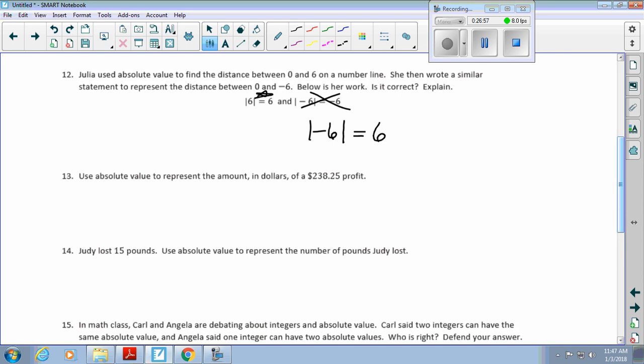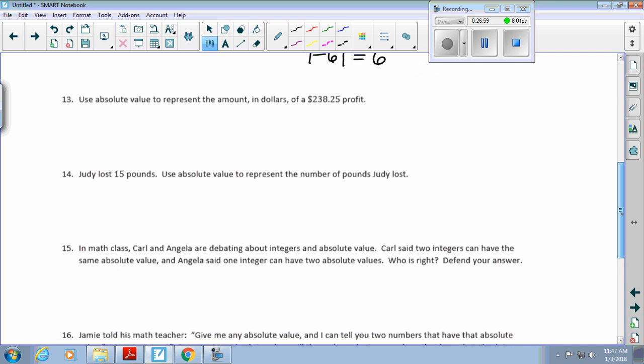All right, number 13 asks us to use absolute value to represent the amount in dollars of a $238.25 profit. So profit is positive or negative? Positive. All right. So what's the absolute value of that? 238. Very good. It's the same thing, right?